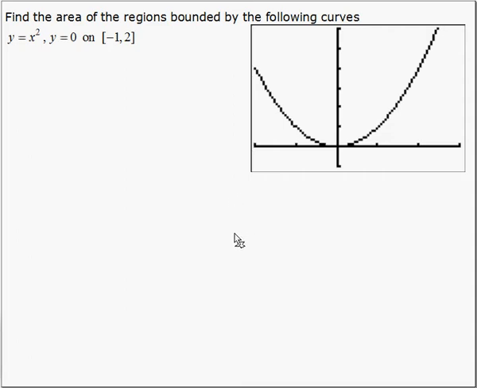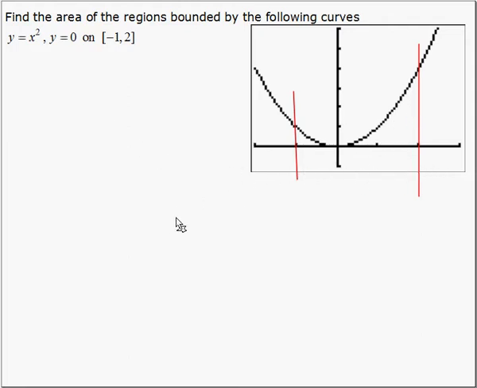The following is an example of finding the area between curves. We're asked to find the region bounded by the curve y equals x squared, y equals 0 between -1 and 2. So if we put in our limits here, from -1, that's here, up to 2, that would be there. What we're asked to find is the region in here and in here, from -1 to 2.